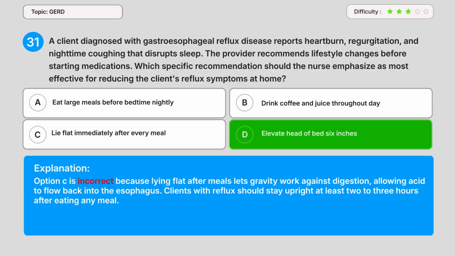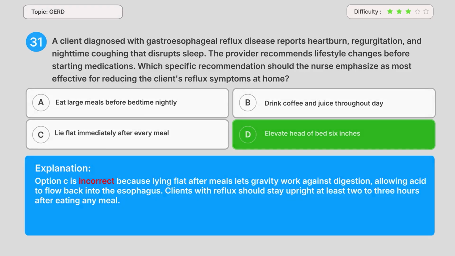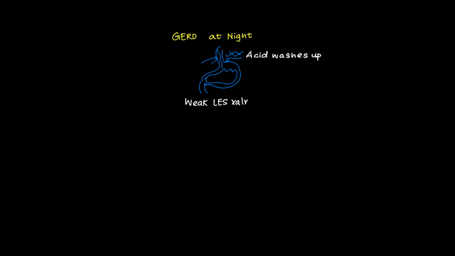Option C is incorrect because lying flat after meals lets gravity work against digestion, allowing acid to flow back into the esophagus. Clients with reflux should stay upright at least 2 to 3 hours after eating any meal. GERD happens when the lower esophageal sphincter, the valve between the stomach and the esophagus, does not close tightly enough. Stomach acid then washes back up into the esophagus, burning the lining and causing heartburn, regurgitation, and that nighttime cough when acid sneaks into the airway.